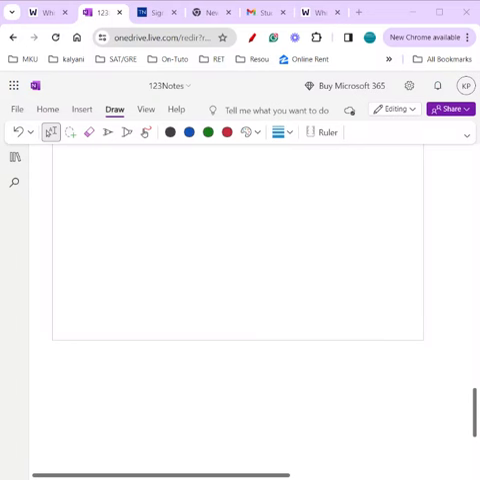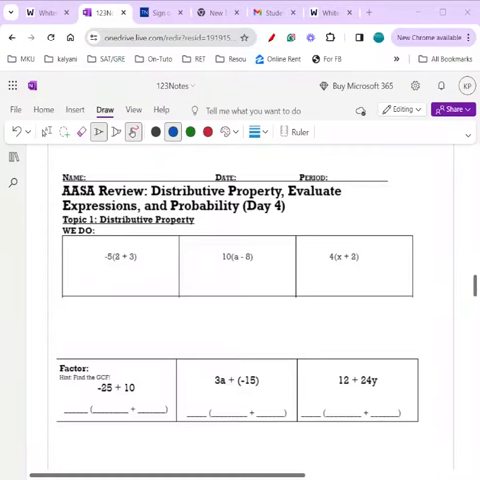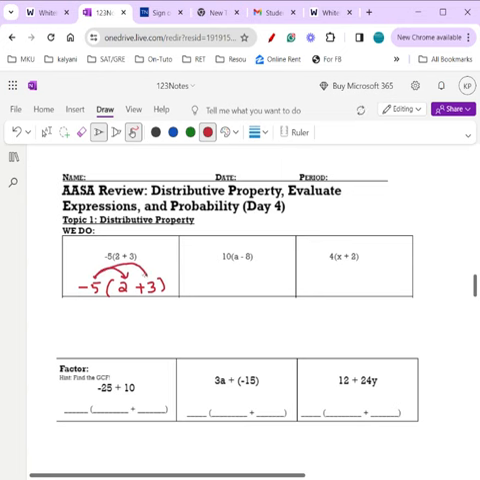AASA review today. Okay, question one says distributive property. We remember we did this one before. Distributive property means whatever you have outside of the parenthesis, you're going to distribute it inside. So now in this question, negative 5 and then 2 plus 3. Since we are using the distributive property, we need to distribute the negative 5 to the 2 and also negative 5 to the 3.